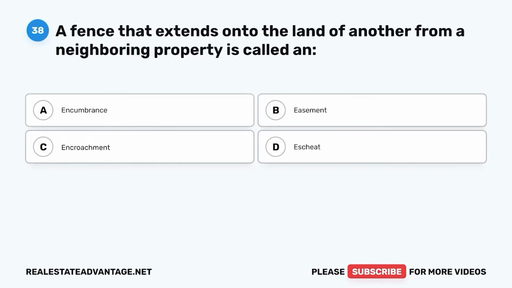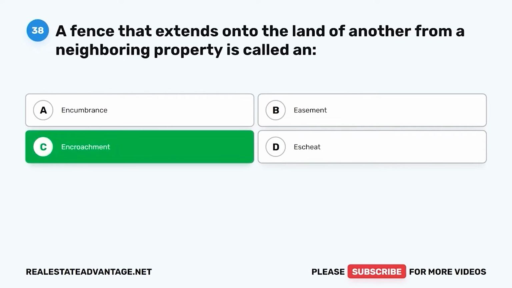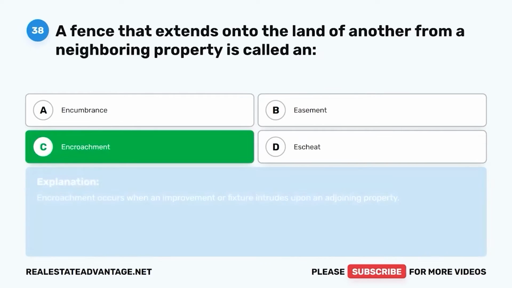Question 38. A fence that extends onto the land of another from a neighboring property is called an A. Encumbrance, B. Easement, C. Encroachment, D. Escheat. The correct answer is C. Encroachment.